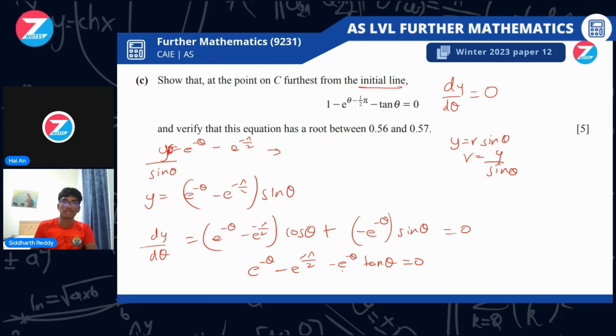And let's divide everything by e to the minus theta as well. So we get 1 minus e to the minus pi by 2 divided by e to the minus theta, minus tan theta is equal to 0. So this just becomes 1 minus e to the theta minus pi by 2, minus tan theta is equal to 0. So it's shown. That's the equation we have. We reached it.